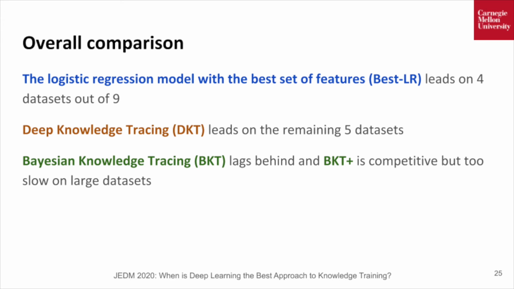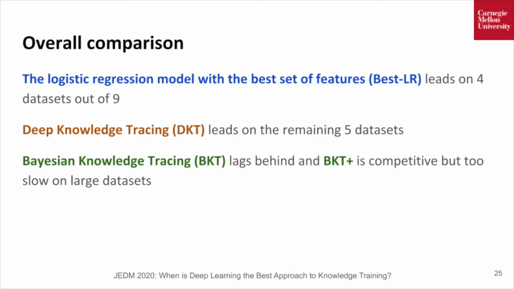The logistic regression model with the best set of features, which we will refer to as best LR in the subsequent slides, leads on 4 datasets out of 9. Deep knowledge tracing, or DKT, leads on the remaining 5 datasets. Bayesian knowledge tracing, or BKT, lags behind these other approaches, and BKT Plus, its best performing improvement to date, is competitive but too slow in large datasets.